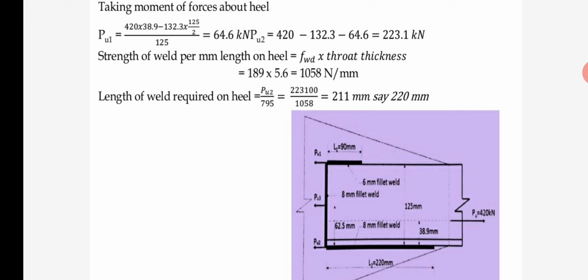Now, same as the previous two steps, we calculate the strength of weld per mm length, which is FWD multiplied by throat thickness. So we get the strength of weld per length as 1058 Newton per mm.